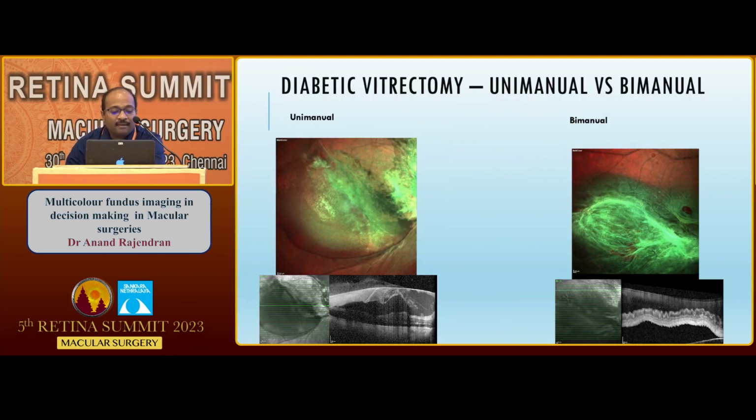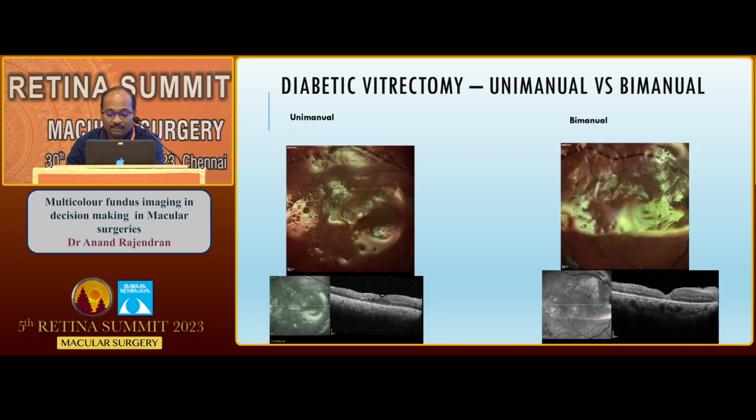And these are examples like the case on the left. You can see the bulging hyaloid with the greenish hue. You can plan: a unimanual vitrectomy should be feasible here on the left. The case on the right, you probably need to do bimanual, and you see good results post-operatively.